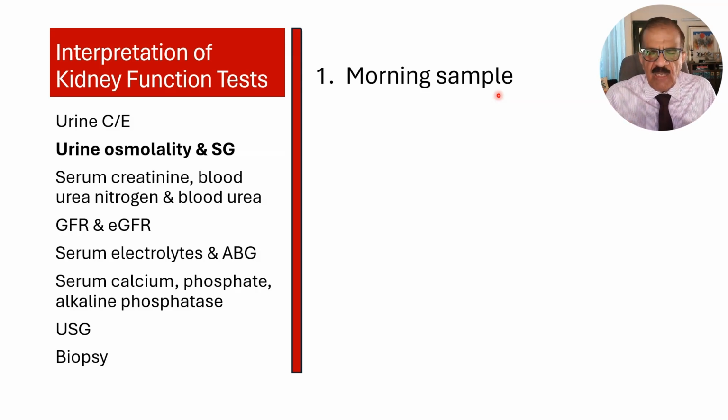In the morning, when you wake up, the first sample is usually concentrated. Why? Because during the night, number one, you are not drinking water. Number two, naturally, at night, urine formation, the volume, is reduced. This is the natural mechanism to allow good uninterrupted sleep. So the morning sample is usually concentrated. So if the morning sample is dilute, that would be an indication of an abnormality.